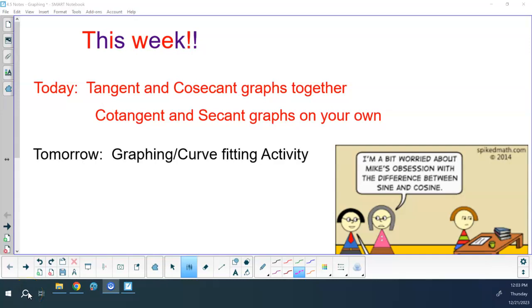So, we only got 2 days left this week. Only, let's be honest, 1.5 days left this calendar year.